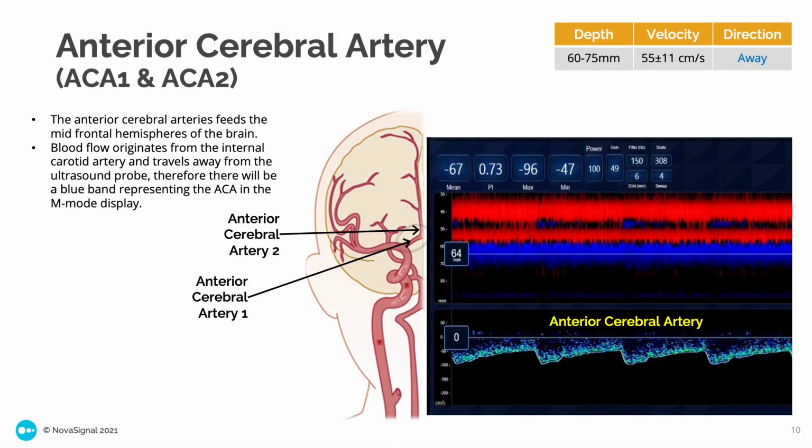The anterior cerebral artery feeds the midfrontal hemispheres of the brain. Blood flow originates in the internal carotid artery and travels away from the transducer. It is a blue band within the M mode, living at depths of approximately 60 to 75.